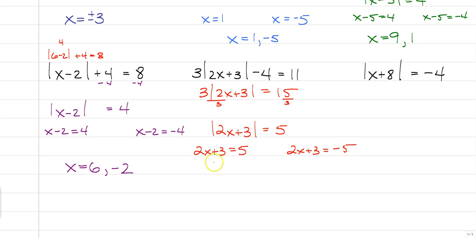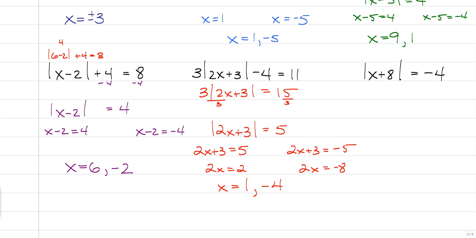And for this, you just continue solving. Subtract 3 from both sides, so 2x is equal to 2, so x is equal to 1. Subtract 3 from both sides here. 2x is equal to a negative 8. Divide both sides by 2, and you get x is also equal to a negative 4.